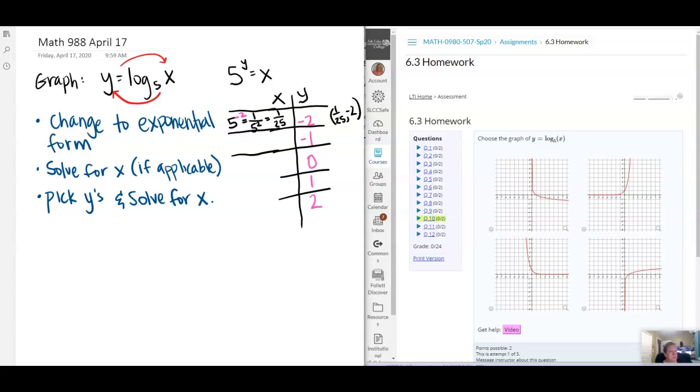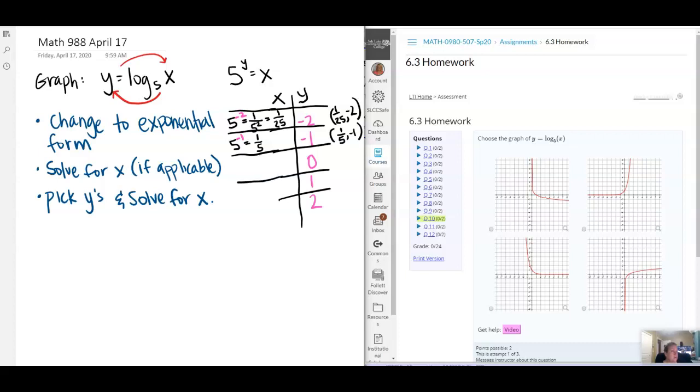Well, 1/25 is a pretty small number. It's going to be hard to see on the graph, but let's keep it there for right now. Now let's put -1 in. So 5 to the -1 power. That's just telling us to flip this again, so that's going to be 1/5. So we get 1/5 comma -1 for another point.